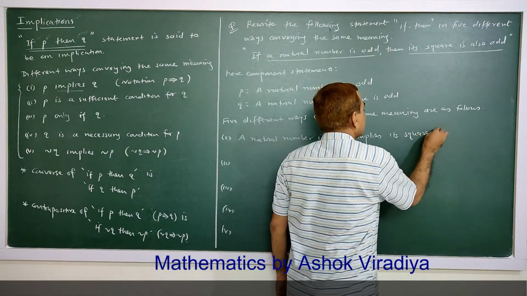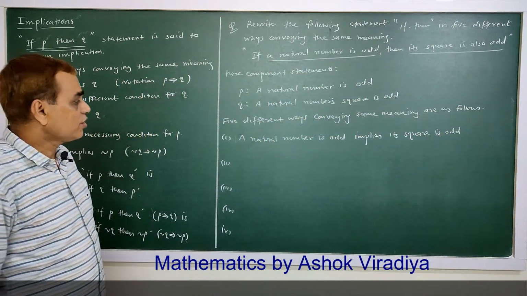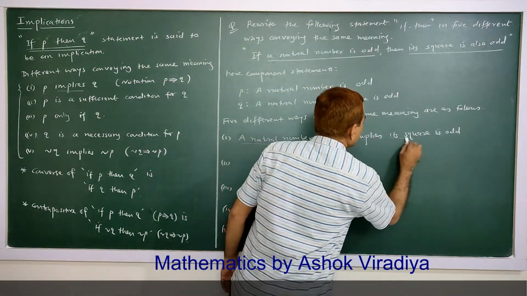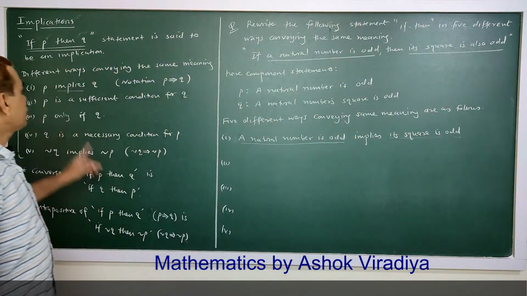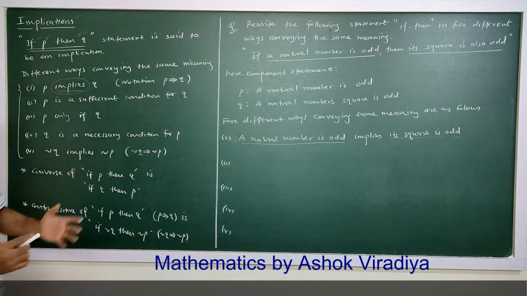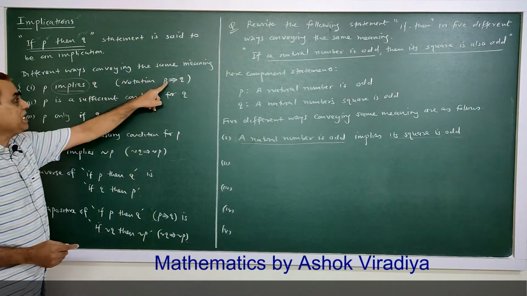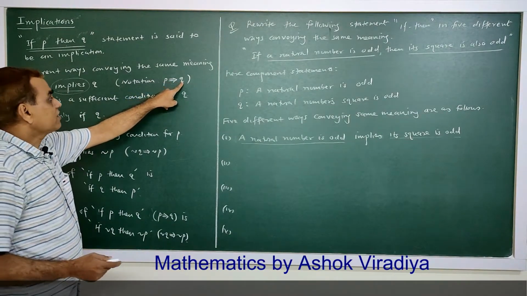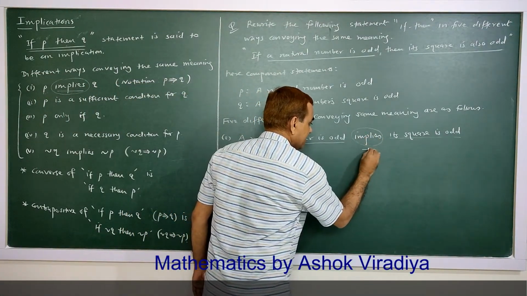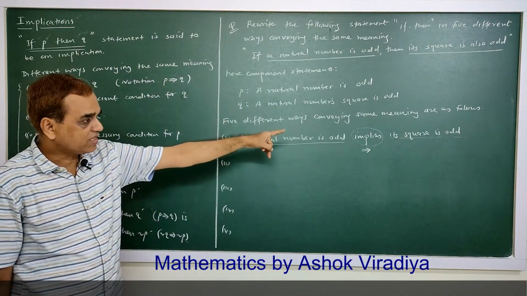Its square is odd. So look here, what is written? P implies Q. So this implies is used. The words if then are removed. Its notation is P implies Q. We can also replace this word here. This can also be replaced by implies. This is the notation for the word implies.